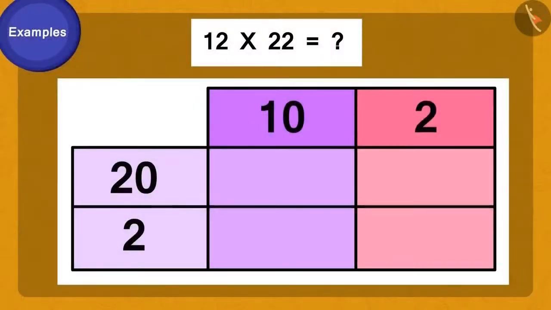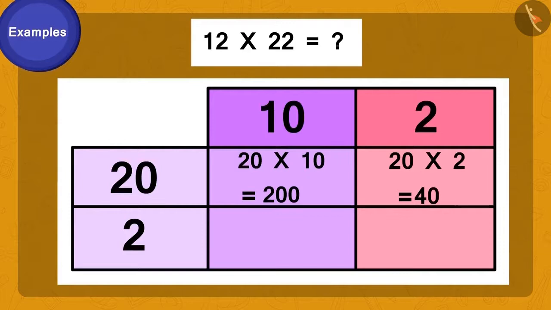Now we first multiply the 2 of 12 by 20 of 22. 20 times 2 is 40. We will write this answer here. Now we multiply 10 by 20. 20 times 10 is 200. We will write this answer here.